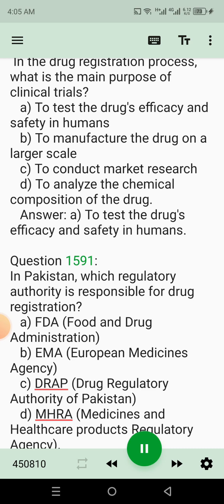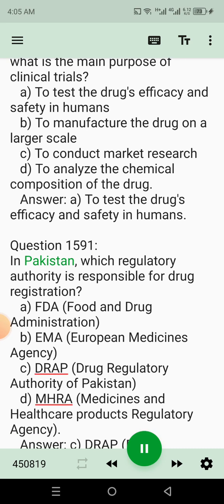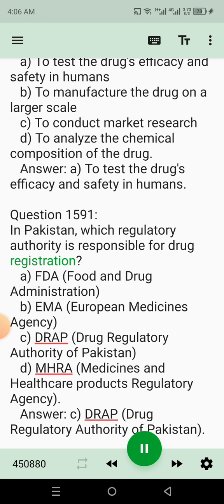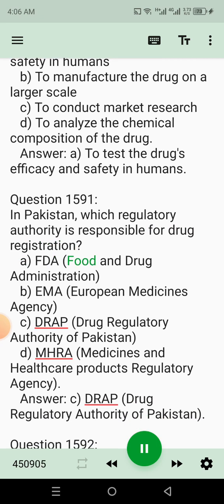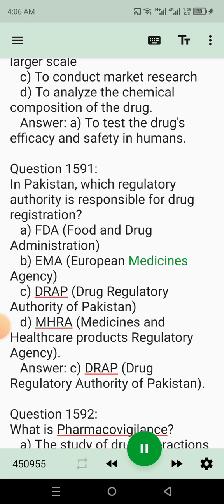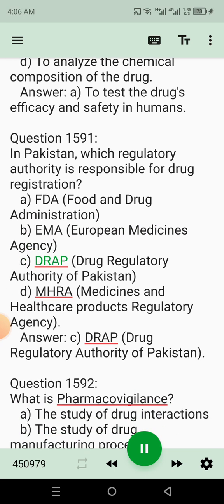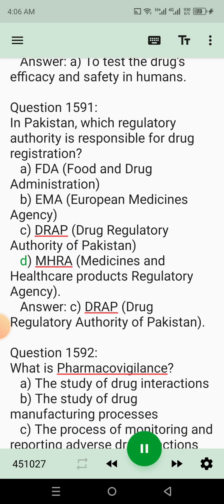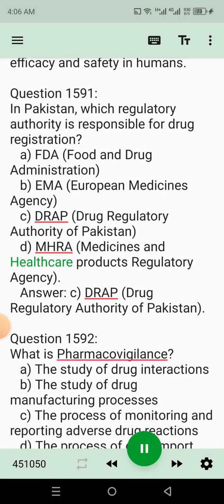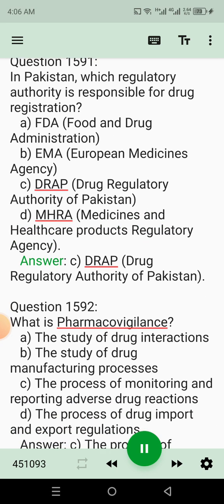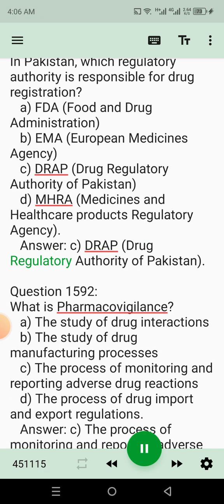Question 1591. In Pakistan, which regulatory authority is responsible for drug registration? A. FDA, Food and Drug Administration. B. EMA, European Medicines Agency. C. DRAP, Drug Regulatory Authority of Pakistan. D. MHRA, Medicines and Healthcare Products Regulatory Agency. Answer: C. DRAP, Drug Regulatory Authority of Pakistan.